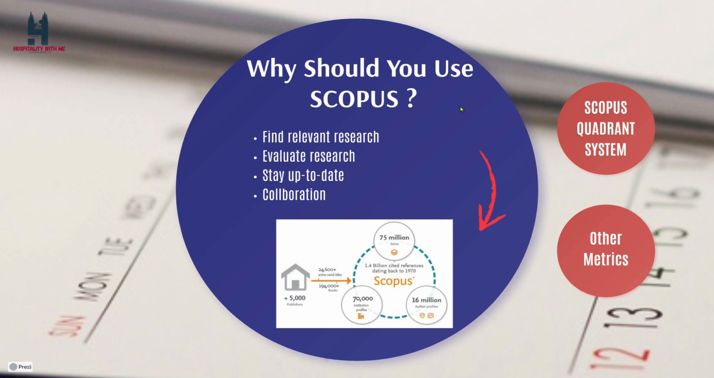Stay up to date. Scopus is constantly updated with new content. This means that you can be sure that you are always up to date on the latest research in your field. Collaboration. Scopus can help you collaborate with other researchers. You can use the platform to find collaborators, share research and of course discuss ideas. If you are a researcher, librarian or other information professional, I encourage you to explore Scopus. It is a valuable resource that can help you find, evaluate and stay up to date on the research scene.